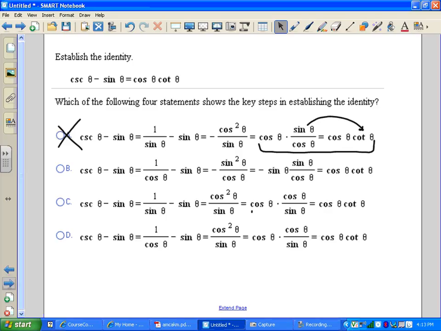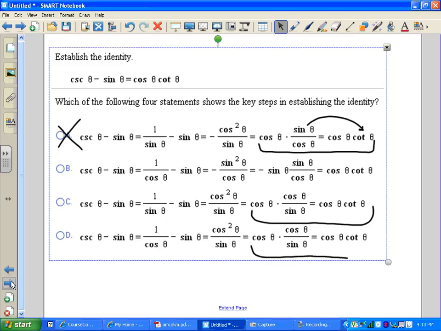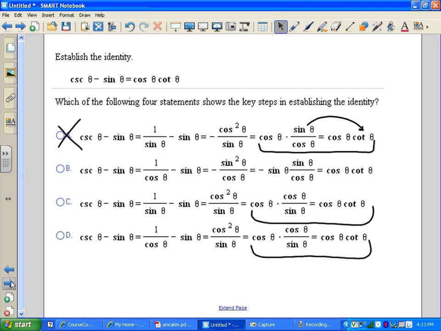So the last two have the exact same steps. So the only one that's throwing me off here is this last one. Not exactly sure where we're getting this idea from. All right, but let's see if we can make either choice C or D work.